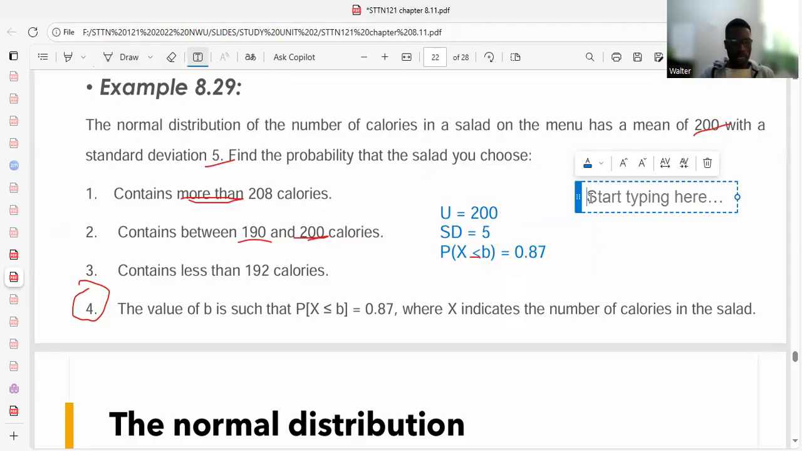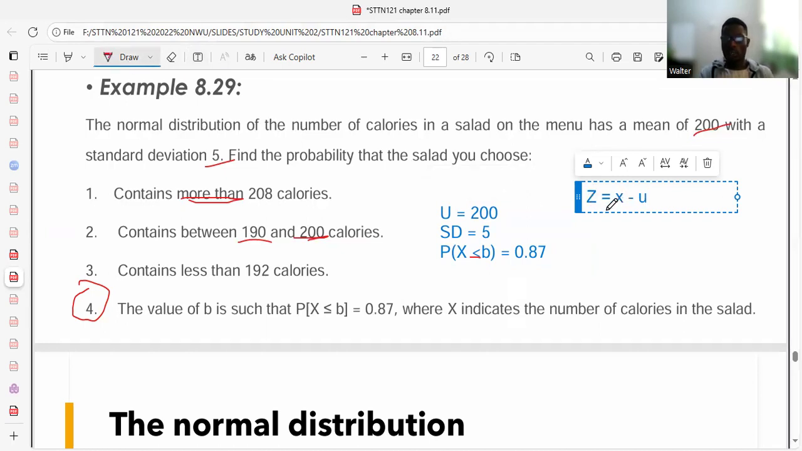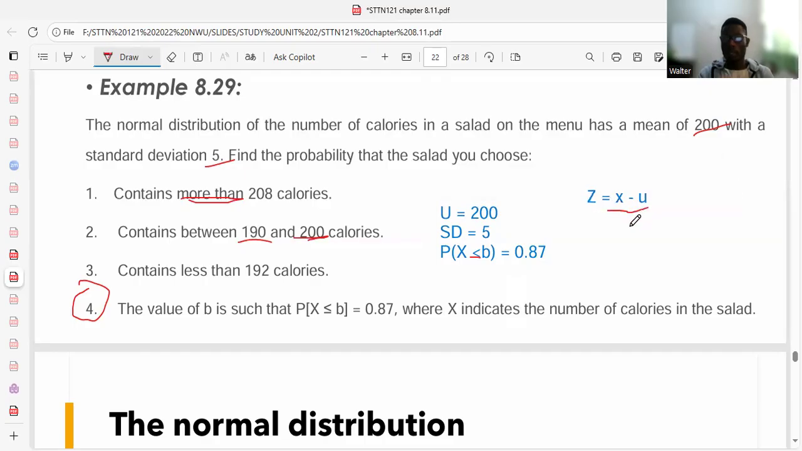It says that Z is equal to what? Is this equal to x minus the population mean, then divide by what? I'm going to divide by the population standard deviation. Okay, let me just do it like this. The population standard deviation, like this. But now, when you check here, the population standard deviation, like this.